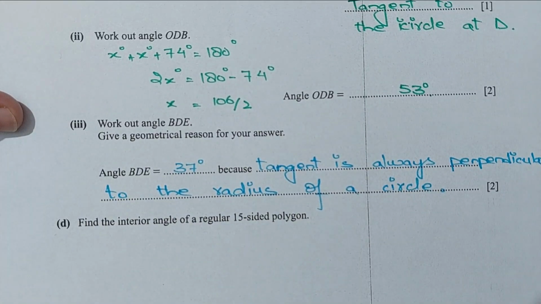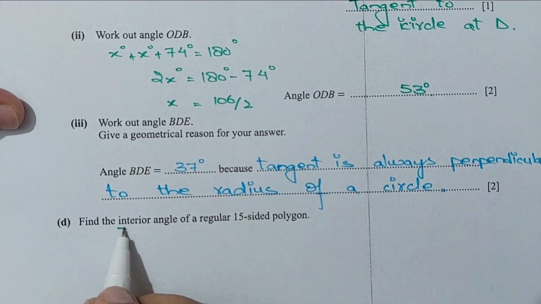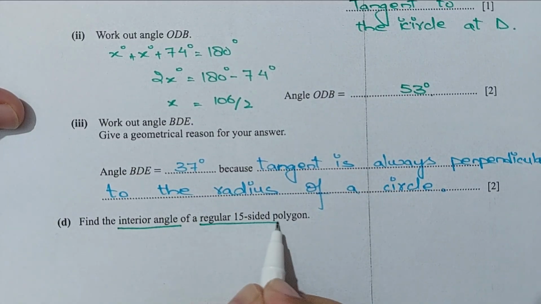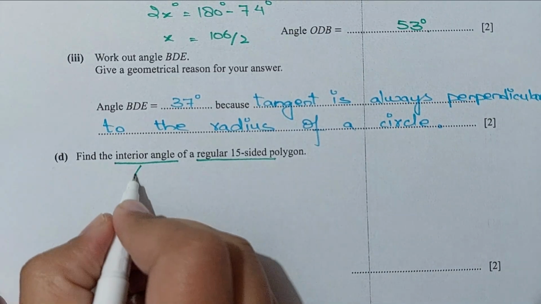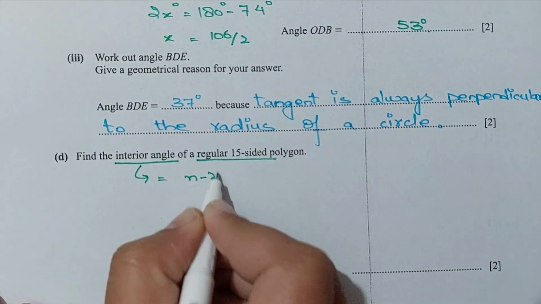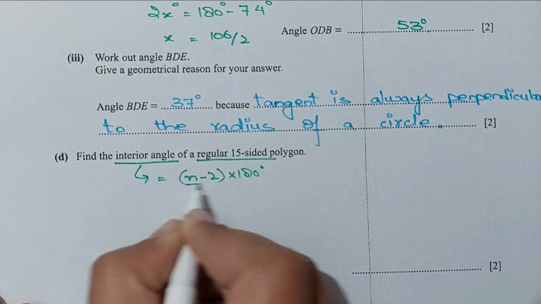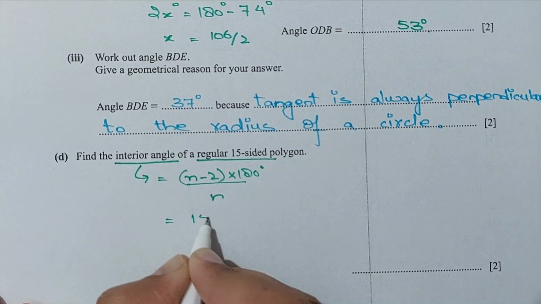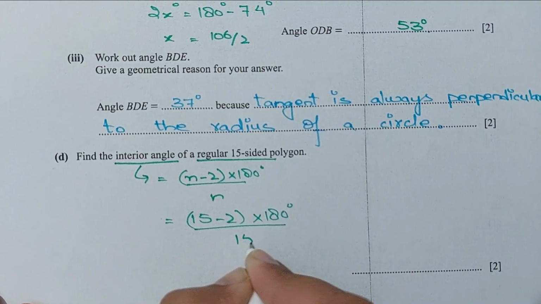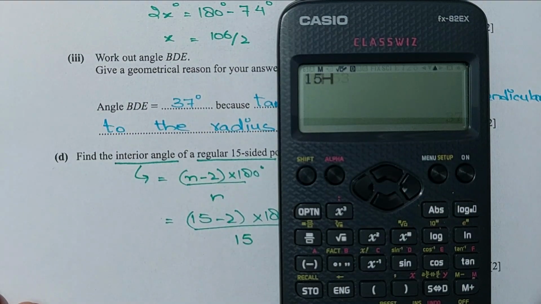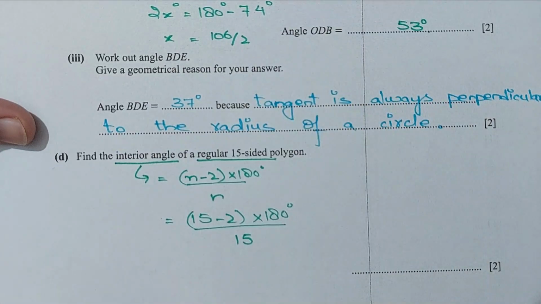All right. Now for part D, find the interior angle of a regular 15-sided polygon. Let me use the formula: the measure of each interior angle of a regular polygon is (number of sides minus 2) multiplied by 180 degrees over the number of sides. The number of sides is 15, so 15 minus 2 times 180 degrees over 15 is 156 degrees. 156 degrees is the interior angle of that polygon.